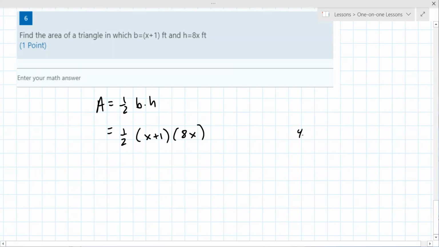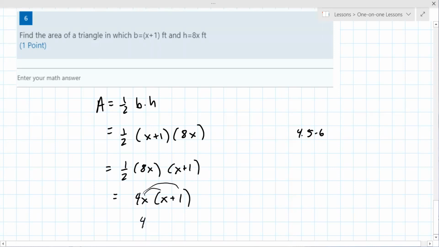Now you can reorder these. Like if I tell you to multiply 4 times 5 times 6, you can put them in any order you want. It makes more sense to put the 8x next to the 1/2. So it's 4x times x plus 1. And then you're just going to distribute this 4x into both. So that's 4x squared plus 4x. And then we need units. Areas are squared, so this is feet squared.